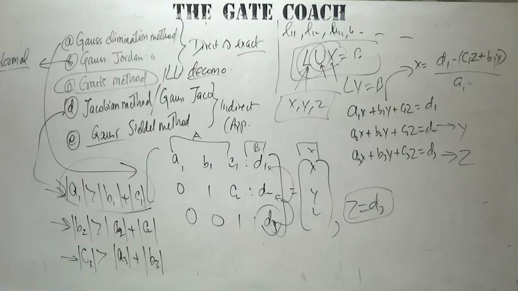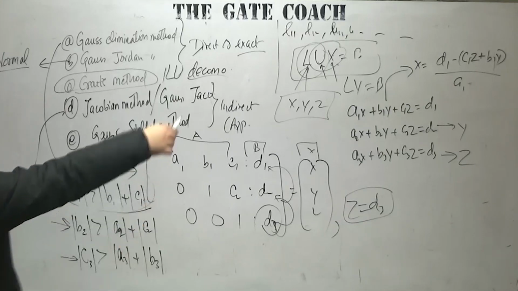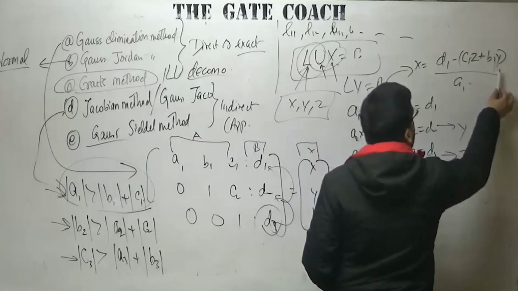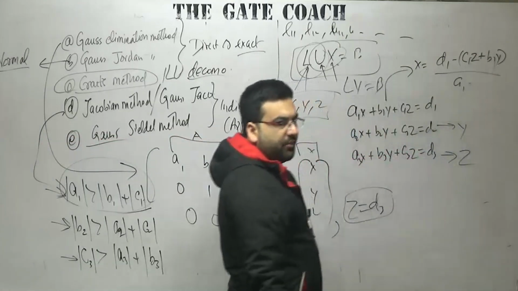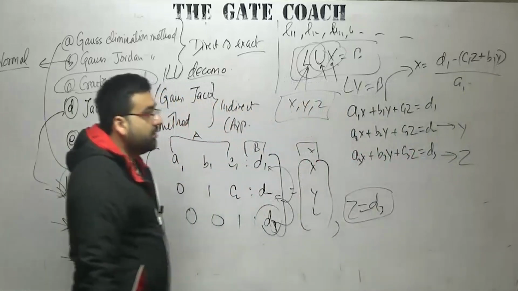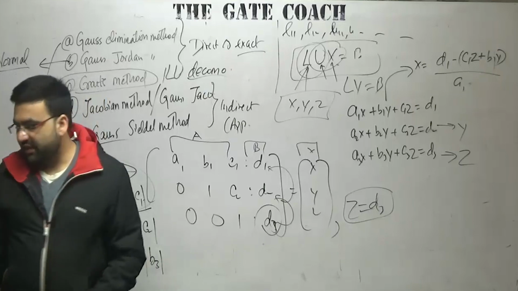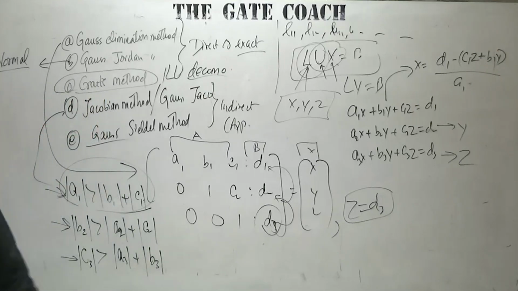Now in the iteration, first of all, in the first equation we put z equal to y equal to 0. Once you put these two values as 0, x will be equal to d1 upon a1. Clear? Then we put x equal to z equal to 0 in the second equation, and y will become equal to d2 divided by b2.